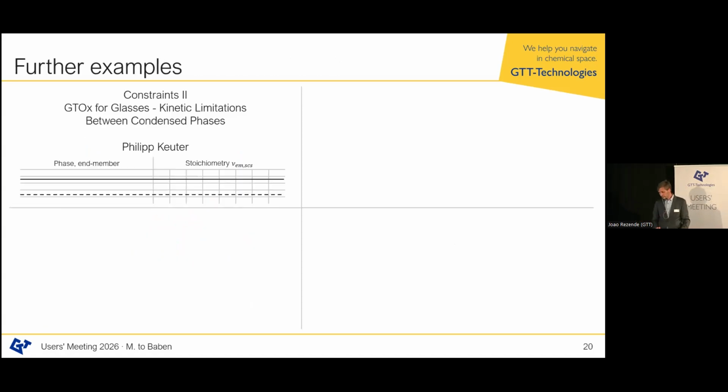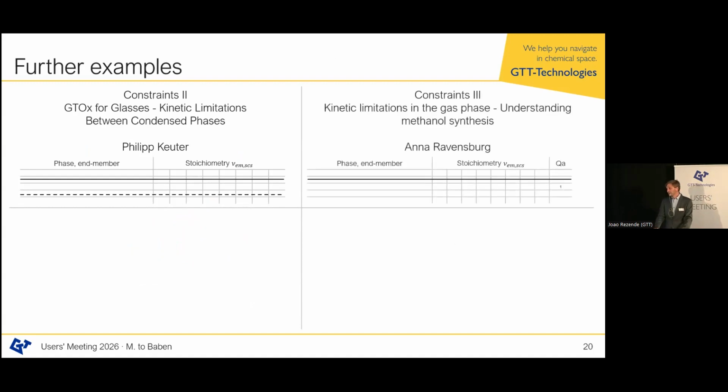And we have prepared a couple of presentations for today. The next presentation will be on using constraints in order to describe constrained equilibria in condensed phases by Philip. Then Anna will talk about kinetic limitations in the gas phase, using constraints to describe the methanol synthesis. 2 years ago we described the ammonia synthesis. This is like a toy system that we're going through. Every time we are bored, we go to some synthesis in the gas phase and we check whether we can model this, and actually, yes, it's working quite nicely, and reduces the number of fitting parameters.